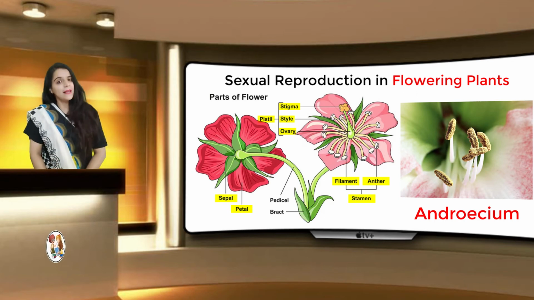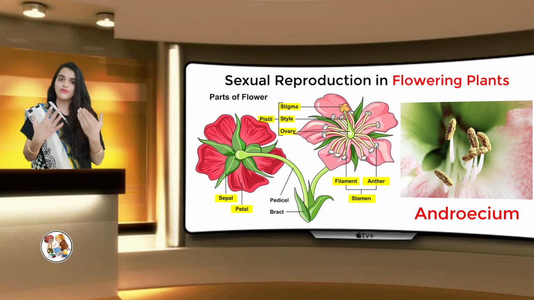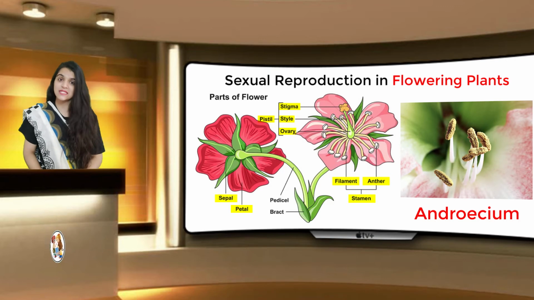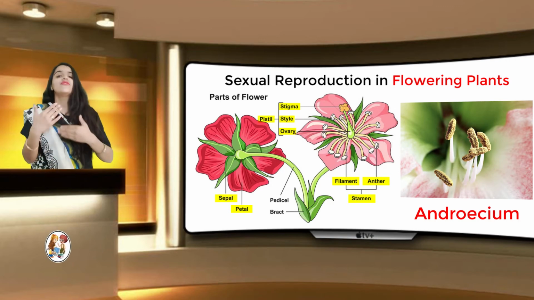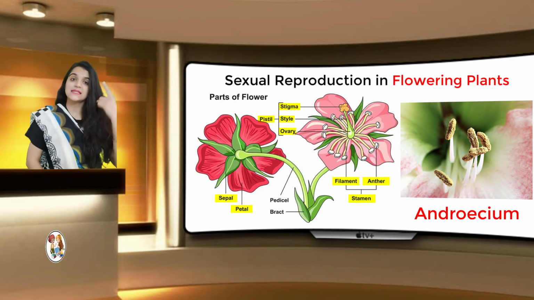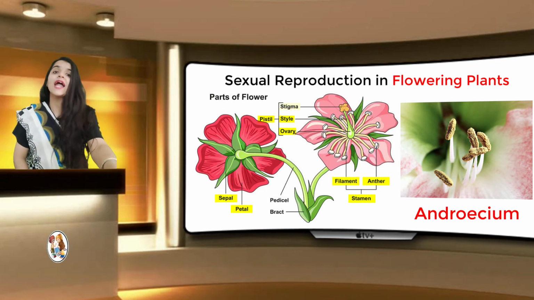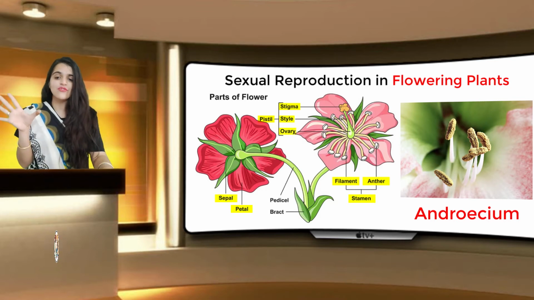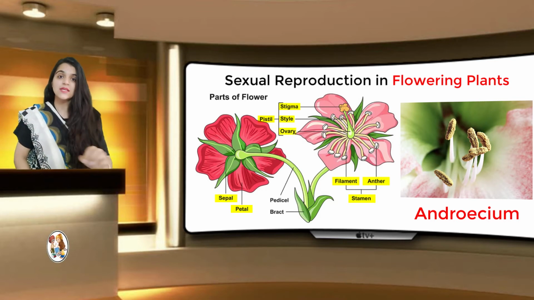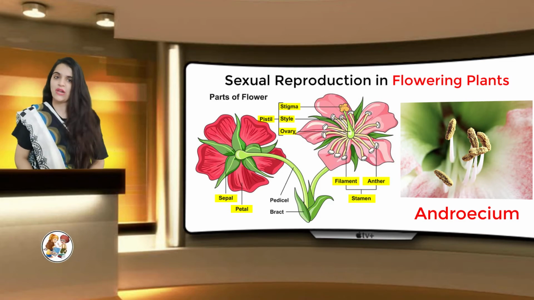And the female part we have is the pistil, carpel and gynoecium. It further has three parts: stigma, style and ovary, students. So this is all about the parts of a flower. Now let's discuss the functions of a flower.